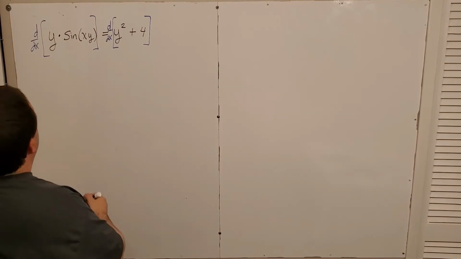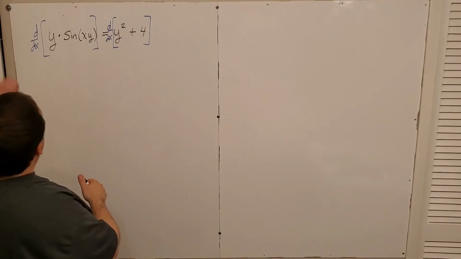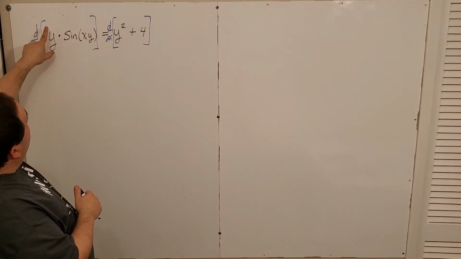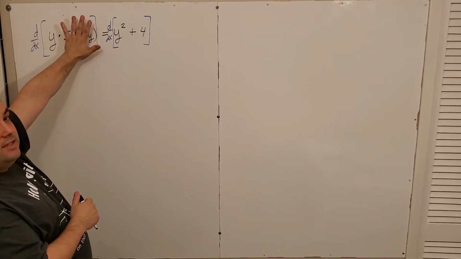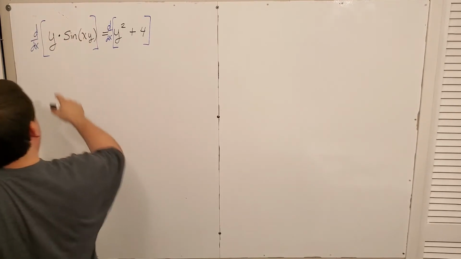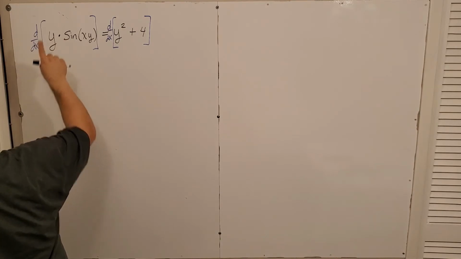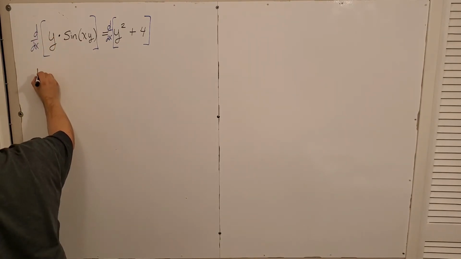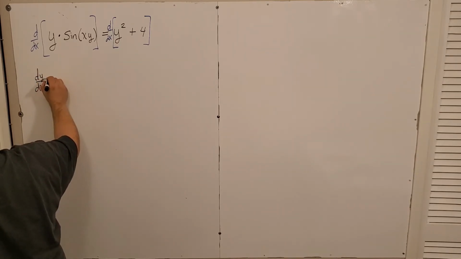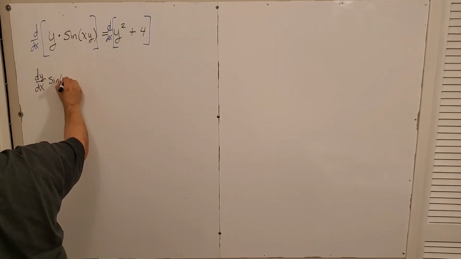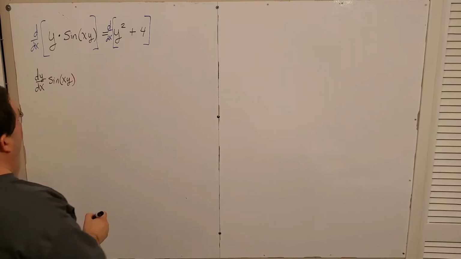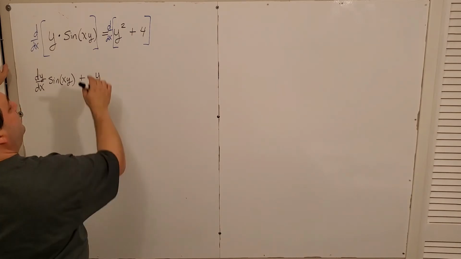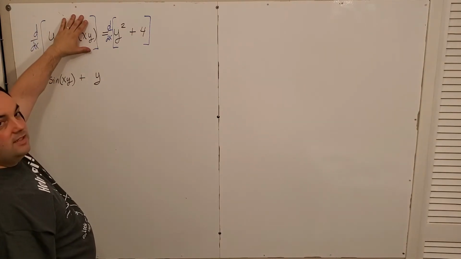Okay, so right here I have my product rule, which means I'm going to do the derivative of the y, leave the sine part alone. The derivative of y is 1, but remember it's a y, so according to our little chain rule, I've got dy/dx times sine of xy. Just leave the sine part alone, plus leave the y alone times the derivative of the sine portion.